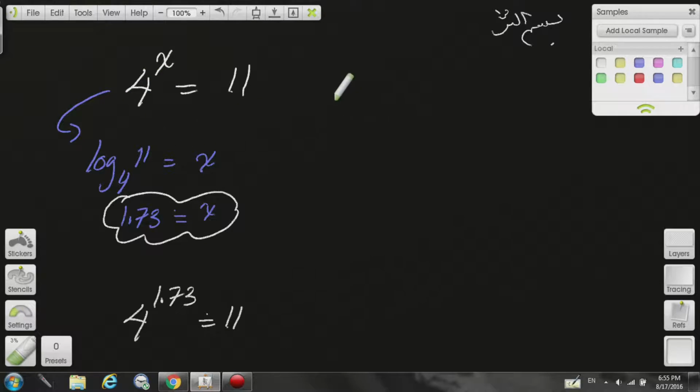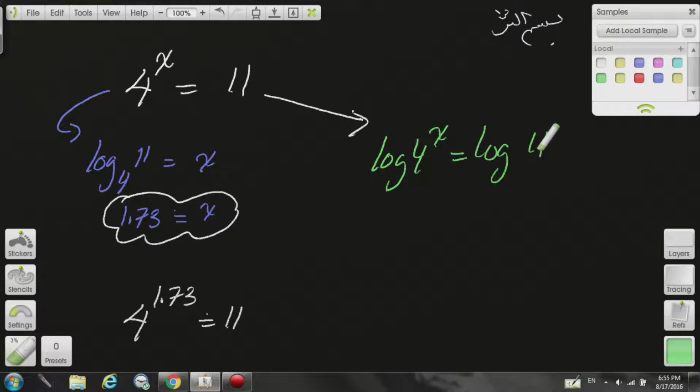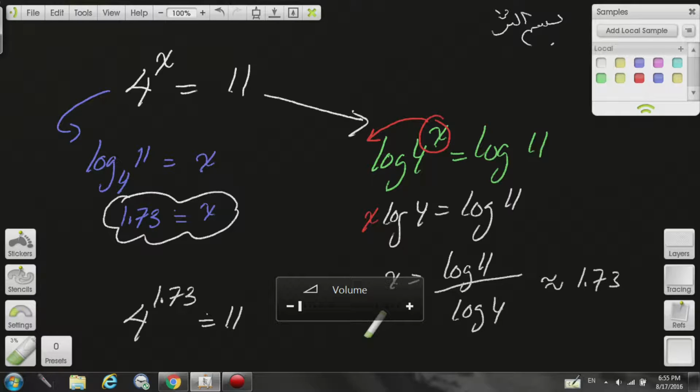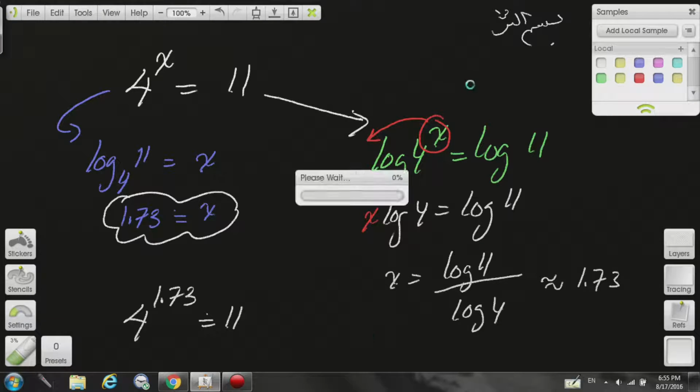So we converted this into logarithmic form. The other way of doing this is, of course, you take log of both sides, right? And then that allows you to bring this variable over here. So that becomes x times log of 4 equals log of 11. Divide both sides by log of 4, you get log of 11 over log of 4, and that will give you the same answer, 1.73. Okay, that was easy enough. So that's the basic logarithmic equation.